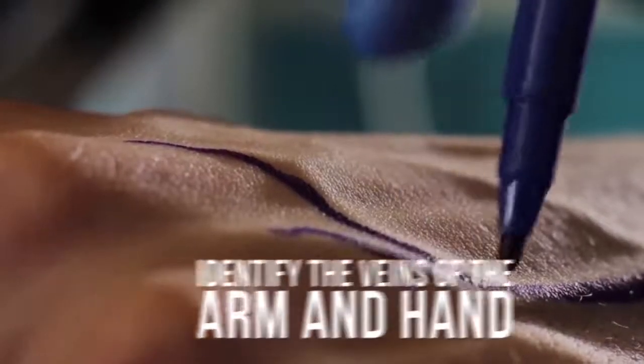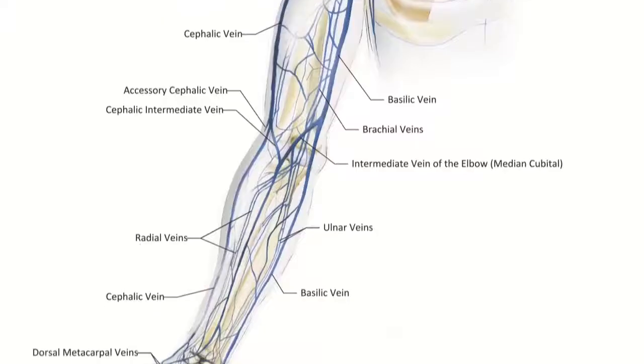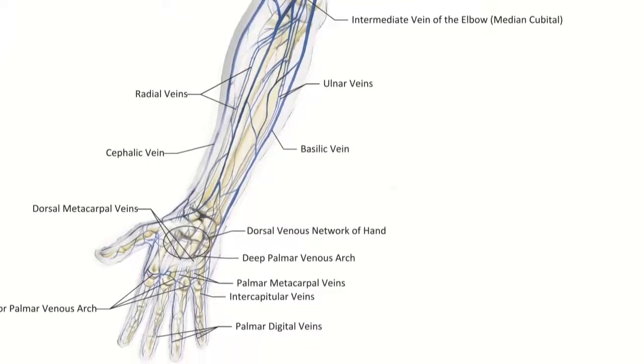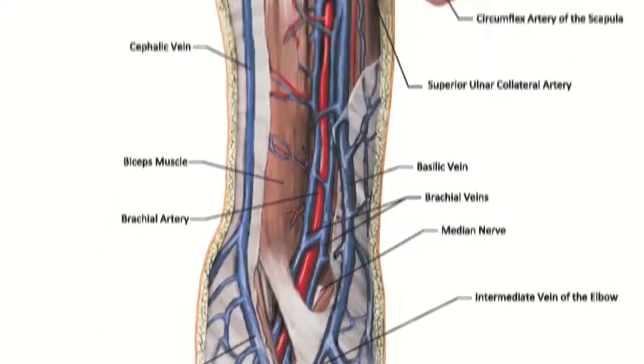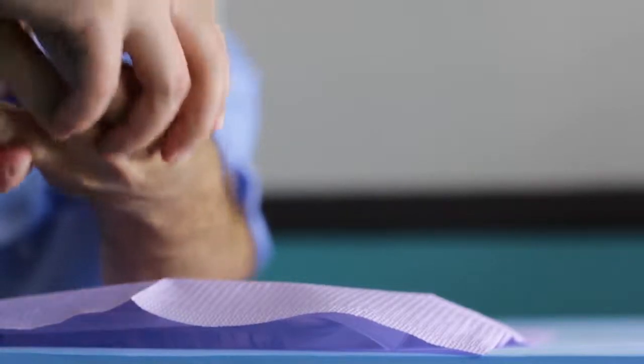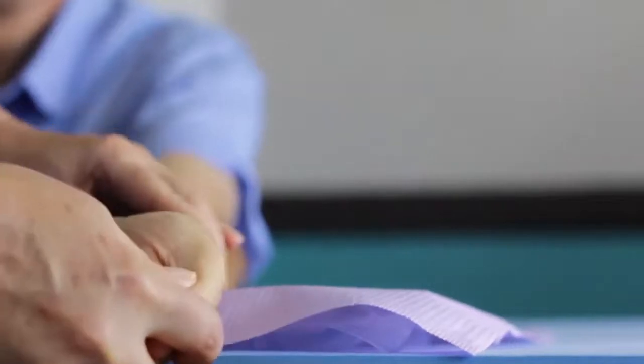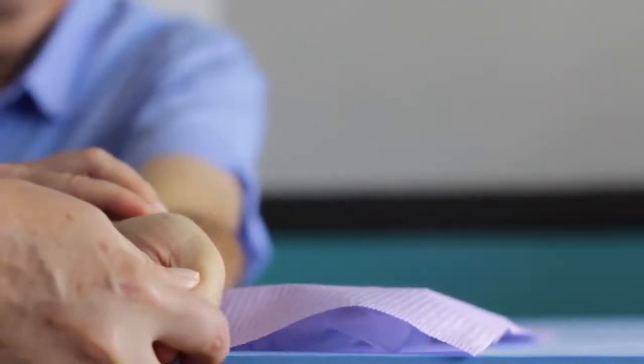Identify the veins of the arm and hand. Follow these steps. Study the detailed illustrations as well as the simplified diagram of the veins of the upper extremity. Ask the volunteer to lie down and let the arm hang down below the rest of the body to allow the passive gravitational filling of the veins.